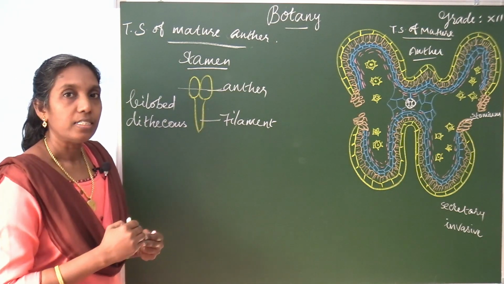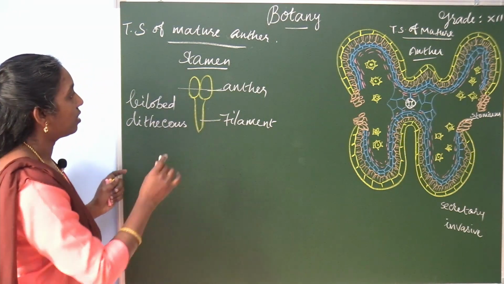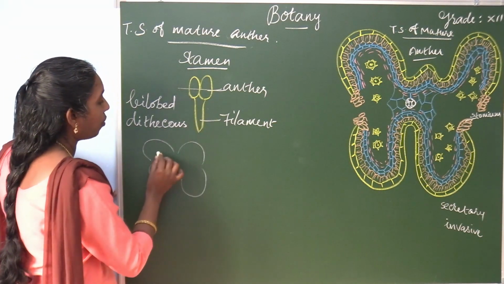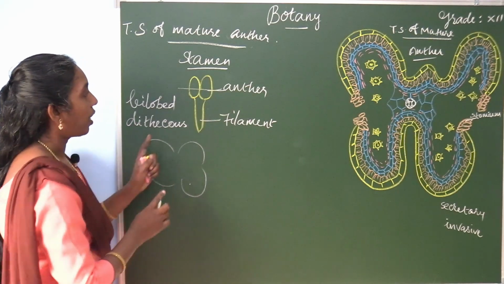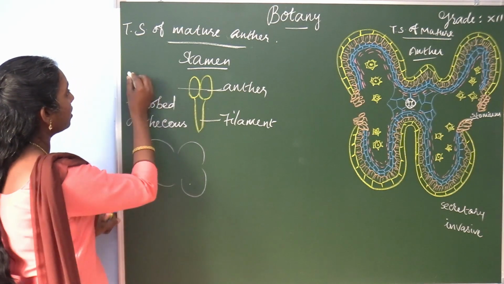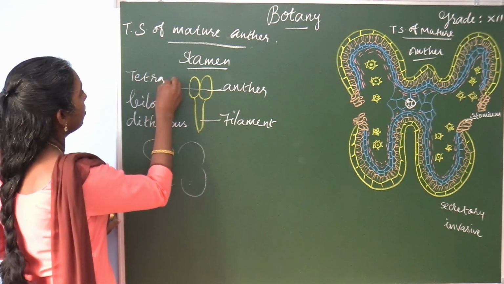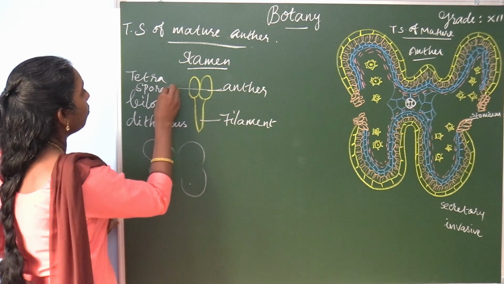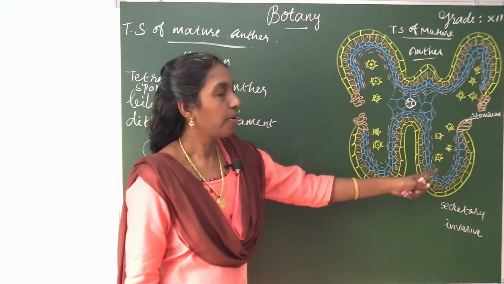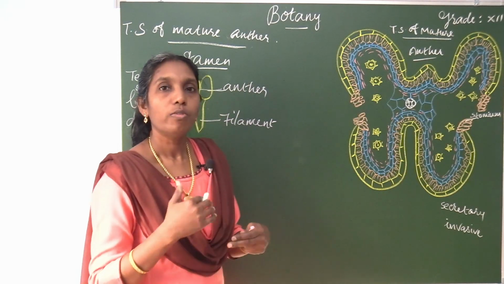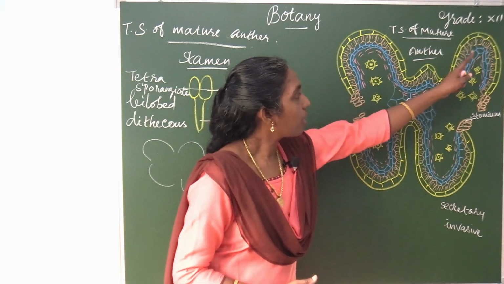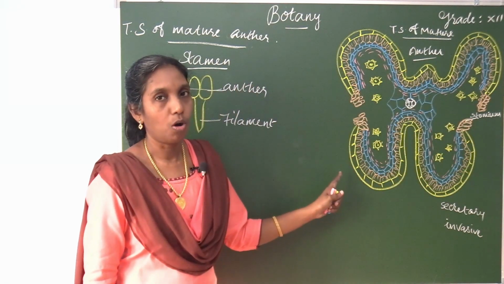A typical anther is tetrasporangiate. When you take a section of this, it shows a tetrasporangiate structure. So this is the diagram, the TS of mature anther, which reveals the presence of anther cavity. These are the anther cavities, which are surrounded by the anther wall.